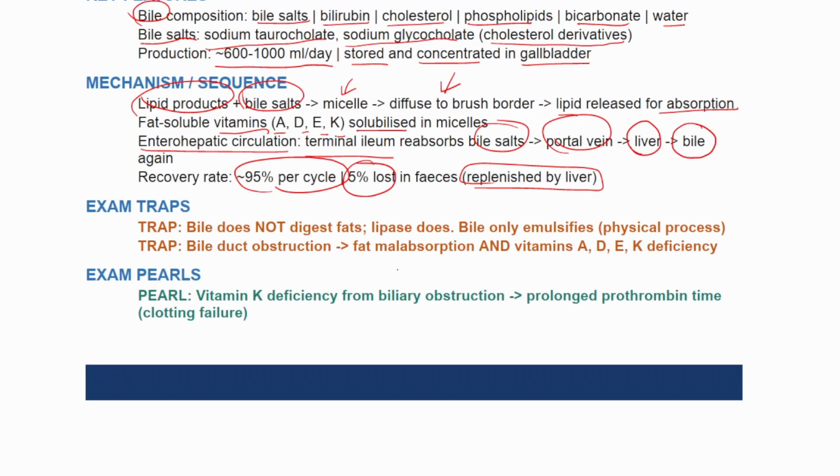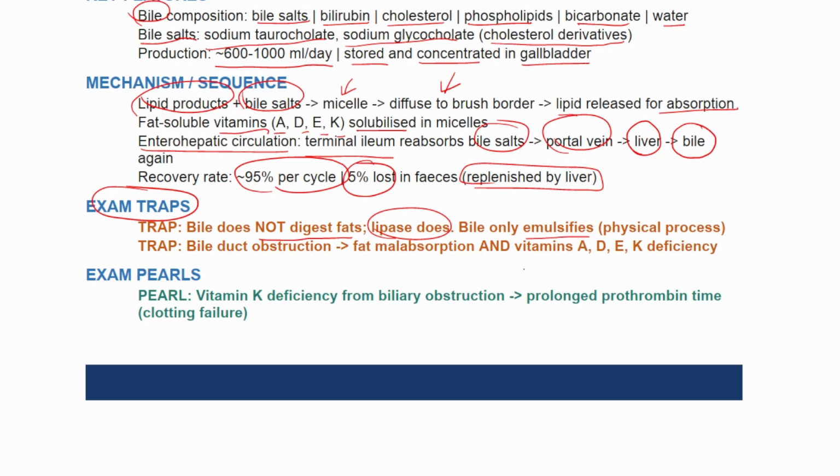Before moving further, let's address the massive high-yield exam traps surrounding this digestive process. Examiners will try to give you a vignette by writing scenarios where bile chemically cleaves covalent bonds in fats. You must remember the trap that bile does not digest fats. Lipase does the chemical work. Bile only physically emulsifies the substrate.